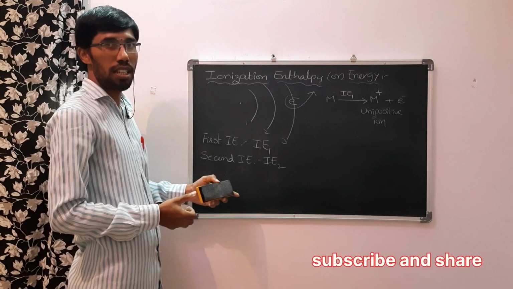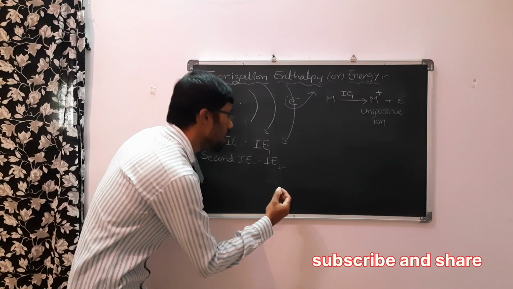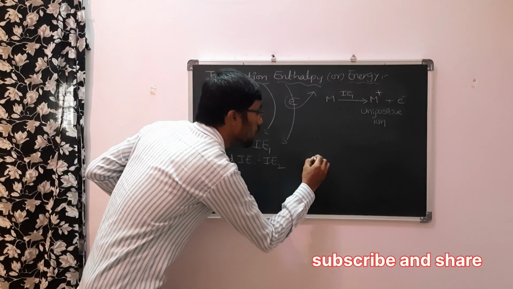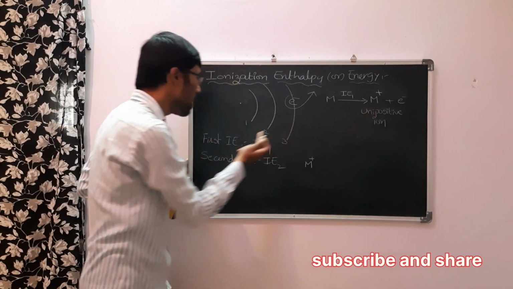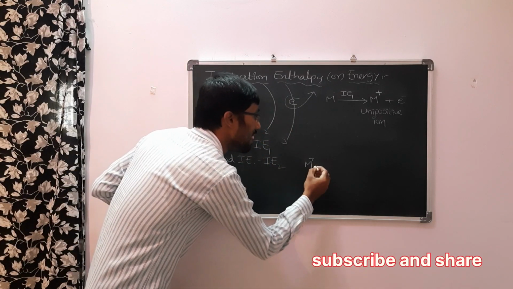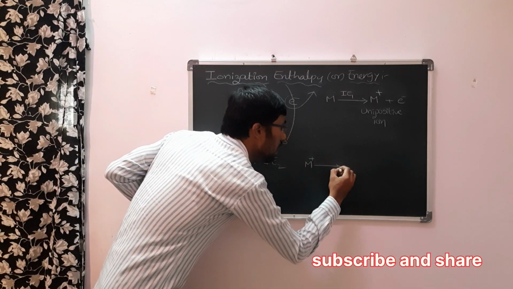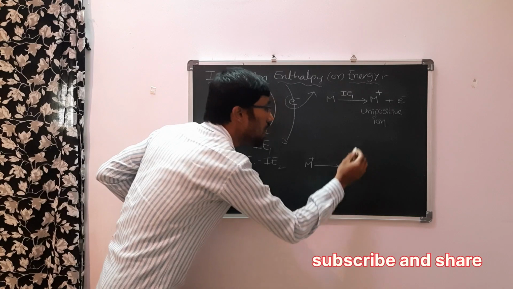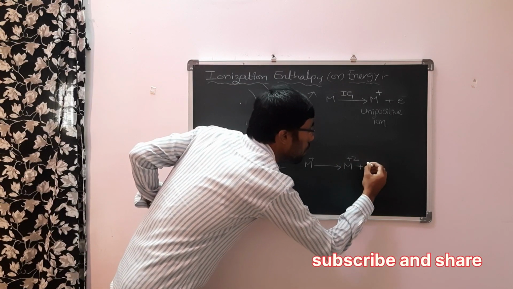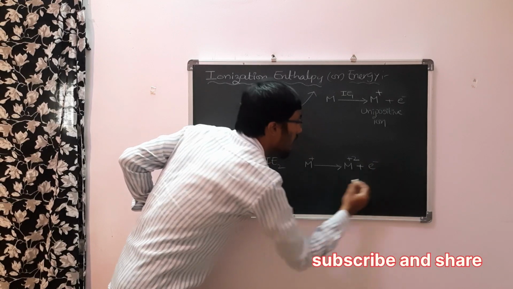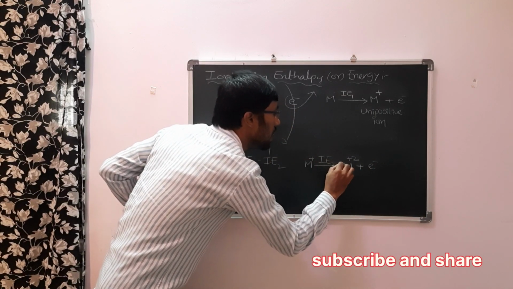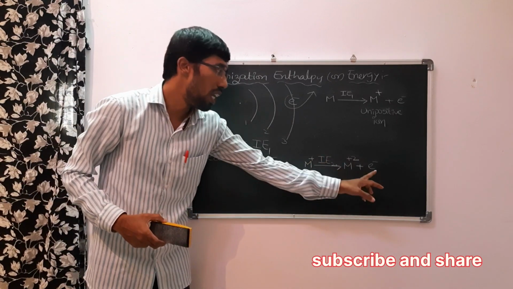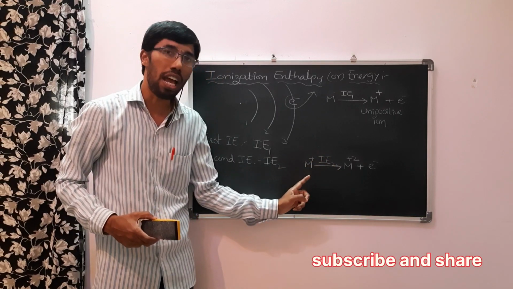What is second ionization energy? It is the minimum energy required for the removal of an electron from the uni-positive ion. Here we get the uni-positive ion in first ionization energy, represented as M plus. After the removal of an electron, the number of protons becomes greater than the number of electrons and it forms a bivalent ion. This is represented as IE2.